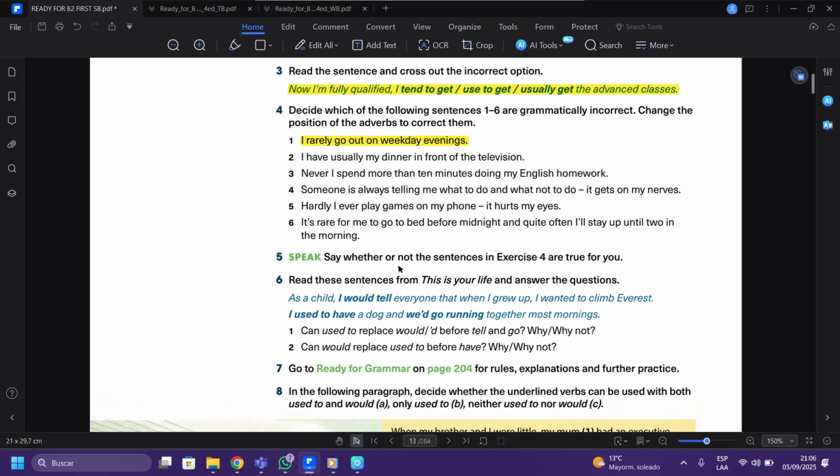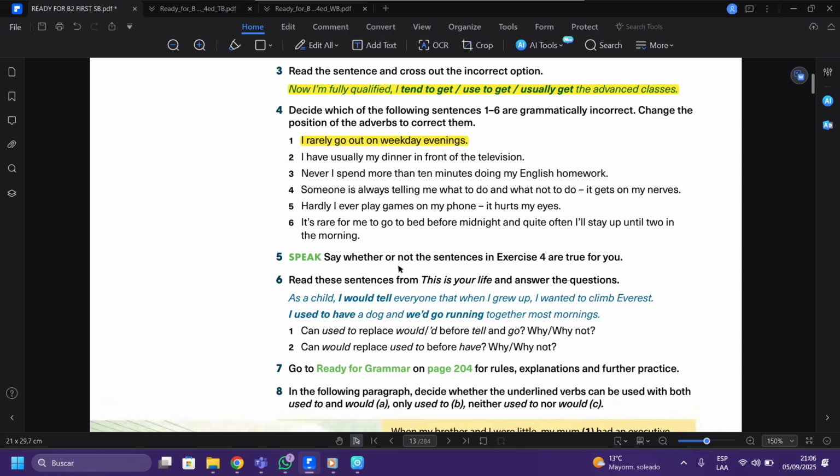Now it's time to practice some speaking. From these sentences from 1 to 6, you have to tell me whether or not the sentences in the exercise 4 are true for you. Alright? Tell me, please. What of those sentences are true for you? And why? Tell me about your habitual behavior using these ones. From 1 to 6, what sentences are true for you?